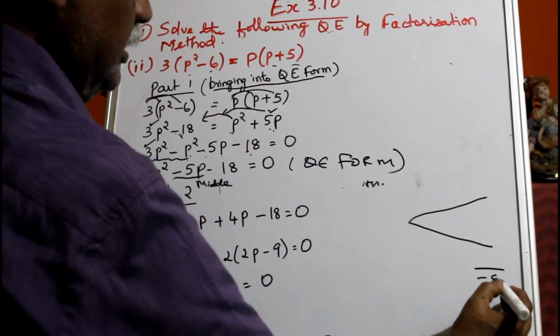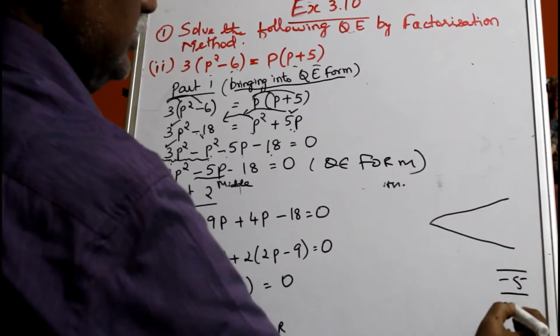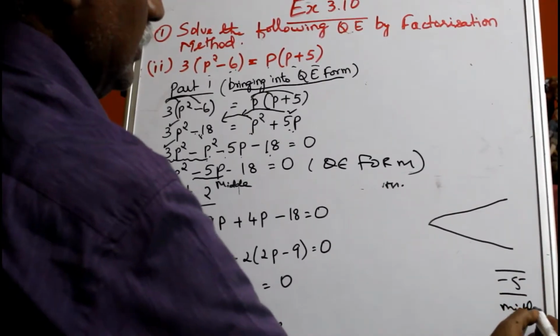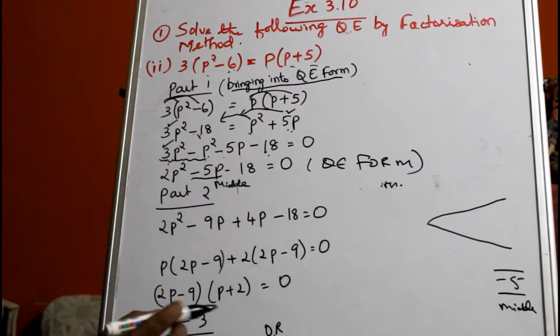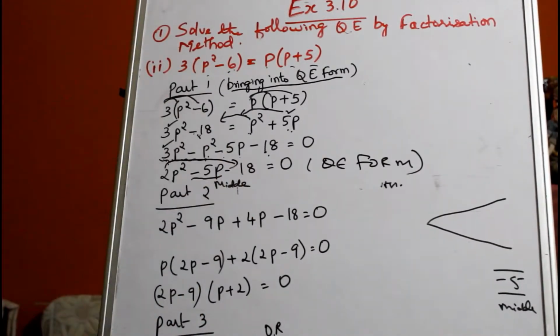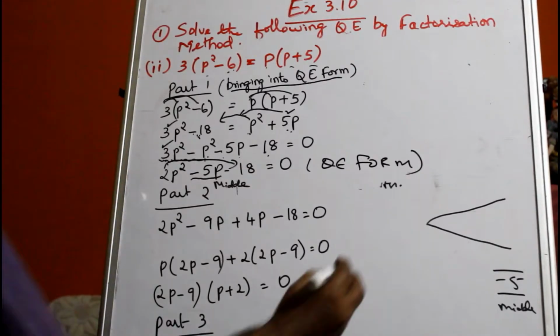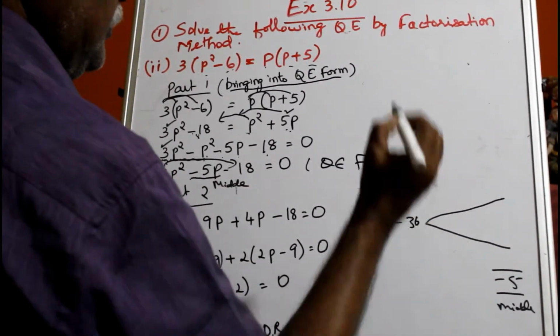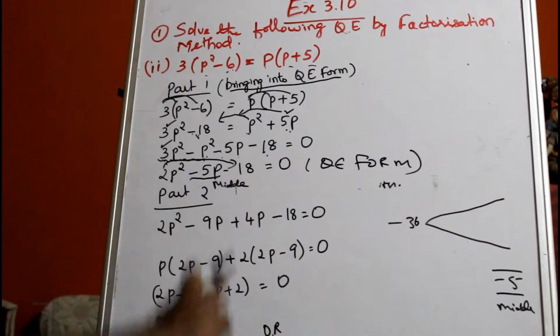Minus 5. See, the middle term should come here in the middle. This is the middle term. Now multiply these two numbers: 2 into minus 18 is nothing but minus 36. With the sign you must write.